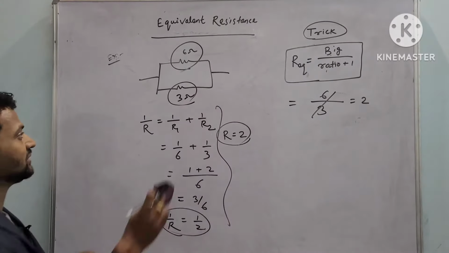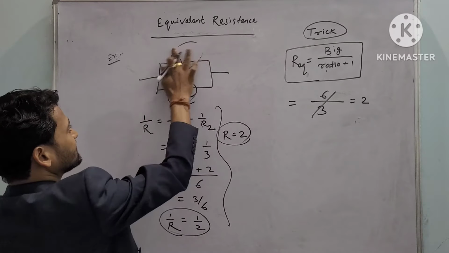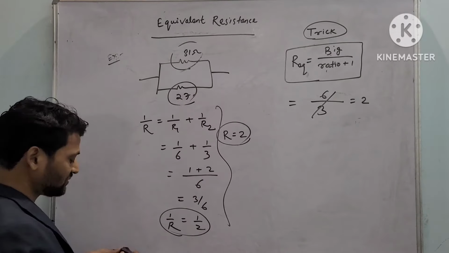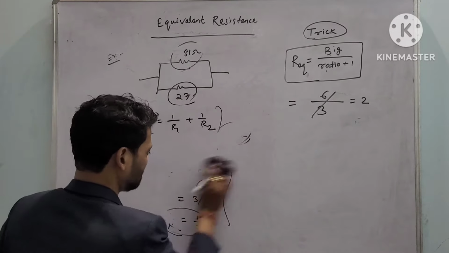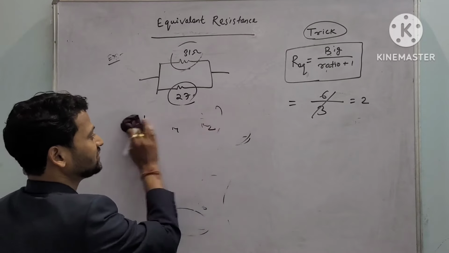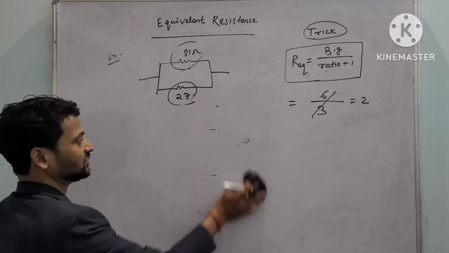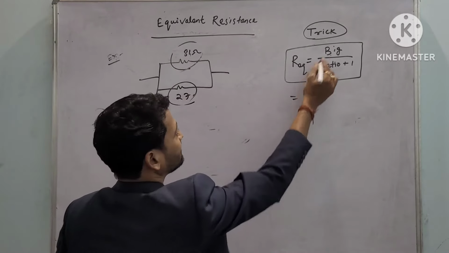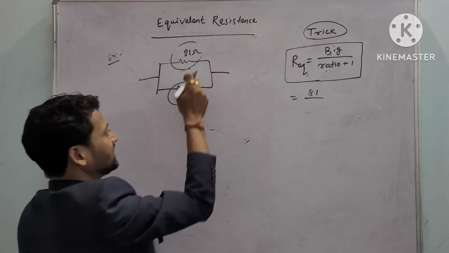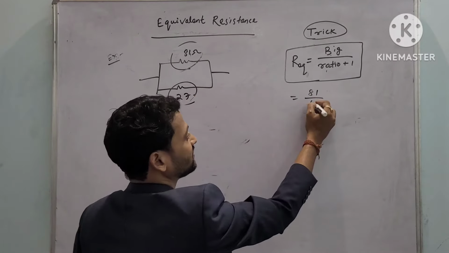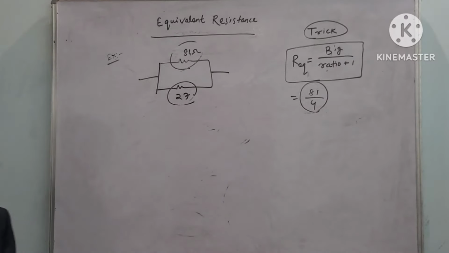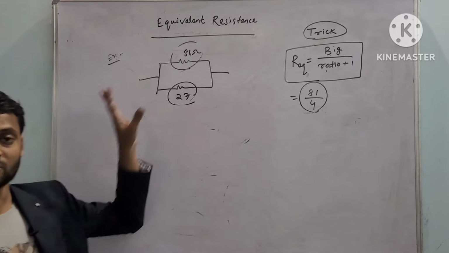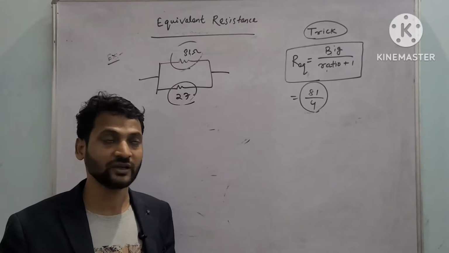Let us take another example. Let we have a resistance of 81 ohm and another of 27 ohm. We can use the formula, but it will take more time. By using the shortcut, we can answer within 2 seconds. Out of the two, the big one is 81. What is the ratio? 81 upon 27 is 3. 3 plus 1 is 4. So the answer is 81 upon 4. And remember one thing: you implement that formula when the resistance values are given in terms of a ratio. It will save your time.